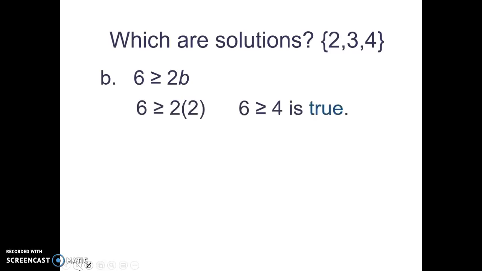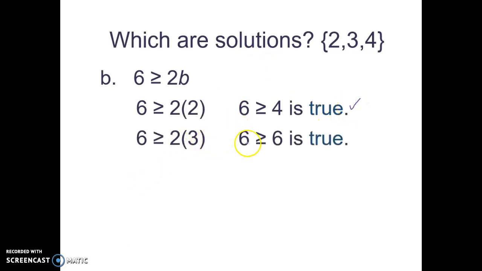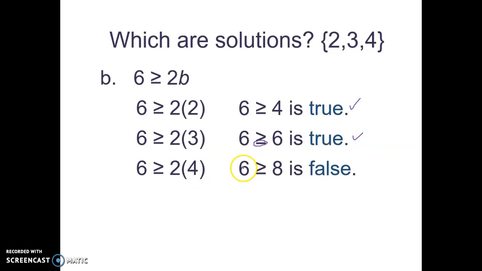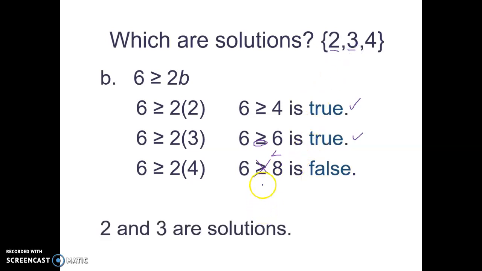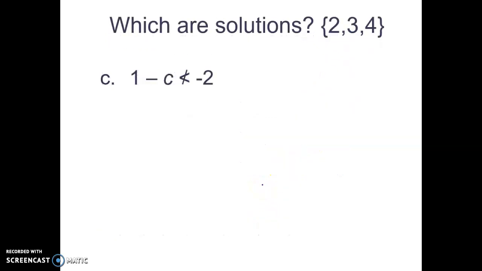When we plug in 2, we get 6 is greater than or equal to 4. That's true. When we plug in 3, we get 6 is greater than or equal to 6. That is also true. And when we plug in 4, we get 6 is greater than or equal to 8. That is not true. 6 is less than 8. So only 2 of our numbers were solutions. When we plugged in 2 and 3, it gave us true statements. So 2 and 3 are solutions.